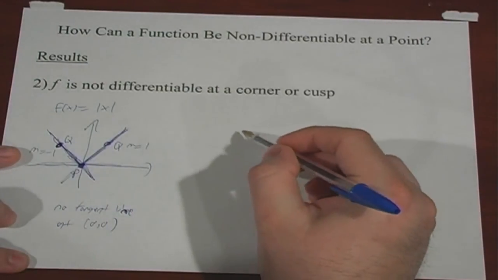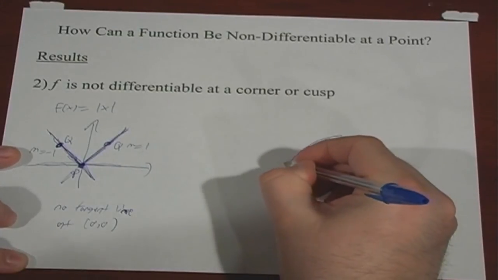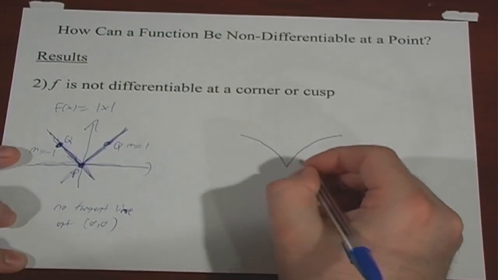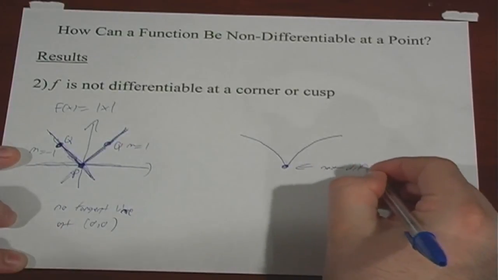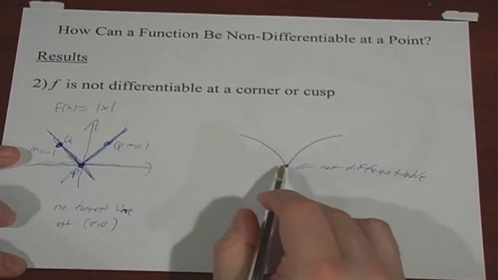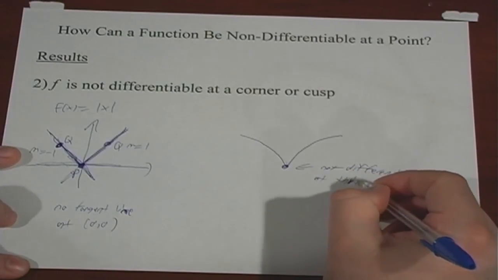A cusp is something like this. So it's almost like an absolute value graph, but you can have some kind of curviness to it. So something like that. So that would be called a cusp, okay? So it meets there and then like that. So again, this point, it's not differentiable. In other words, it doesn't have a tangent line or doesn't have a slope of a tangent line at this point.